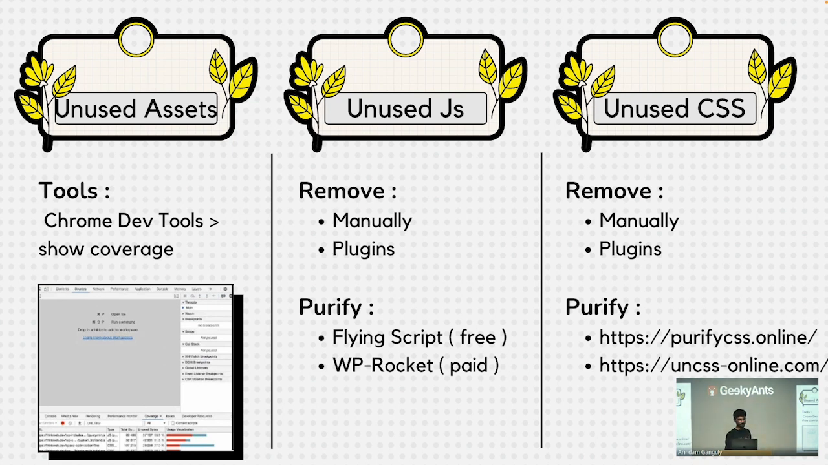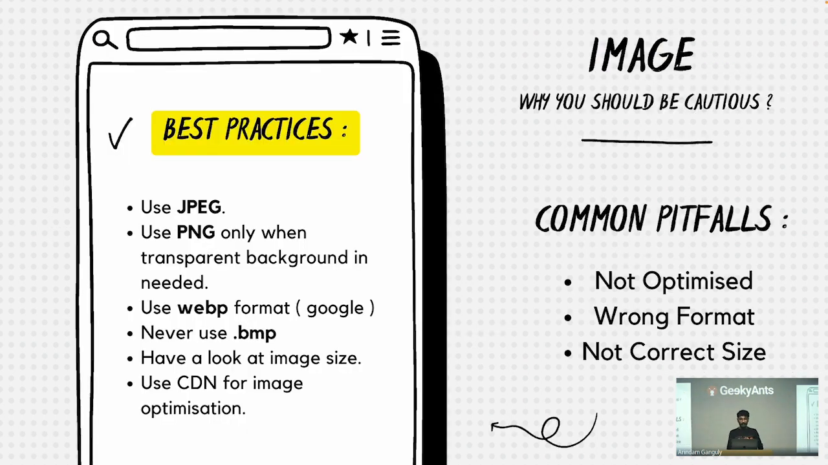So there are two major ways. You can either do it manually, or you can use any plugin or some automated way to find it out. Purify is a very good plugin, and Flying Script is a free plugin which I have used at some point, and I was quite satisfied with the way they do it. So this entire process is called purification: removing your unused CSS, JS, and assets, those which are not in use anymore.